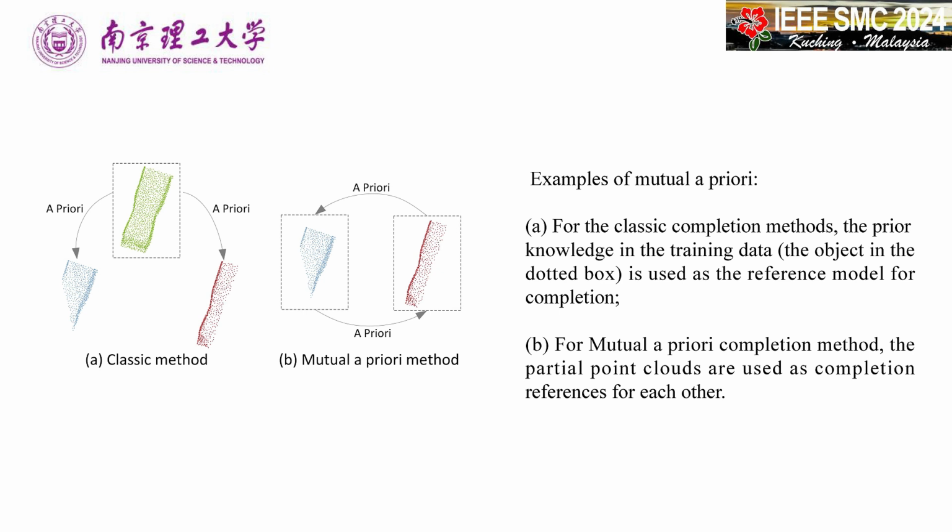Unlike classical methods, our proposed mutual prior method uses the partial point clouds to be registered as mutual priors to extend each individual point cloud, as shown in Figure B. In this case, the completion training set is primarily intended to provide continuous priors for the objects, and the completion model is no longer biased towards the object categories in the training set.